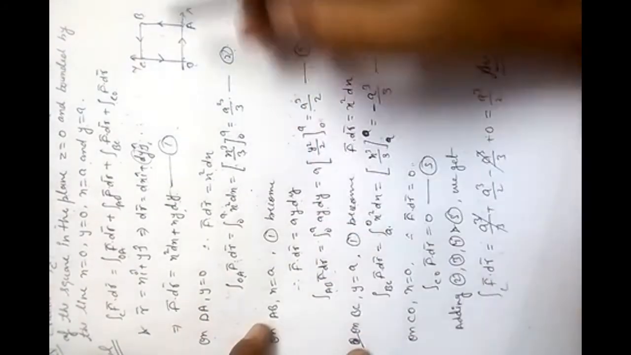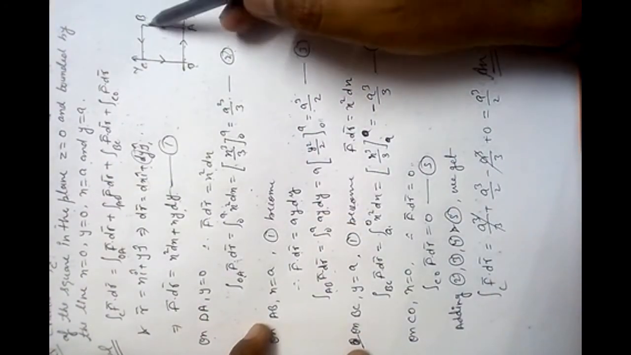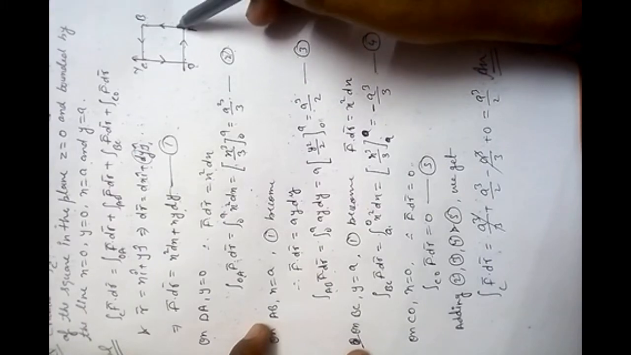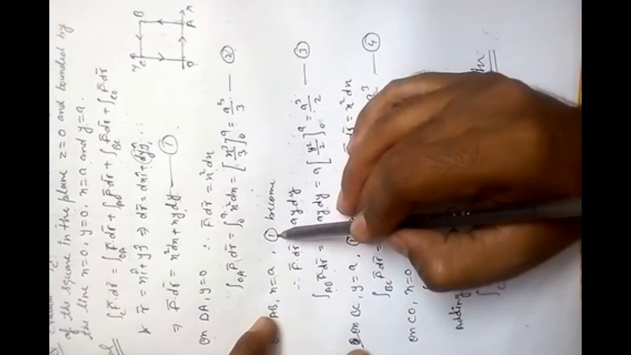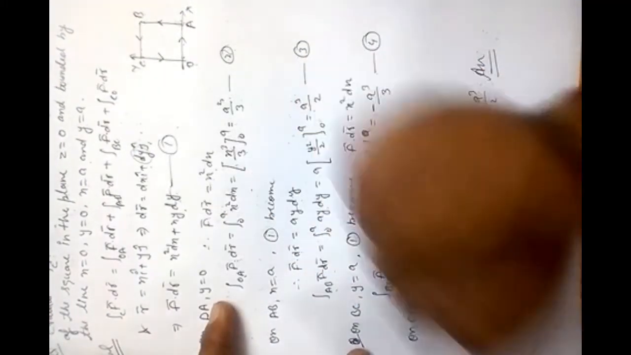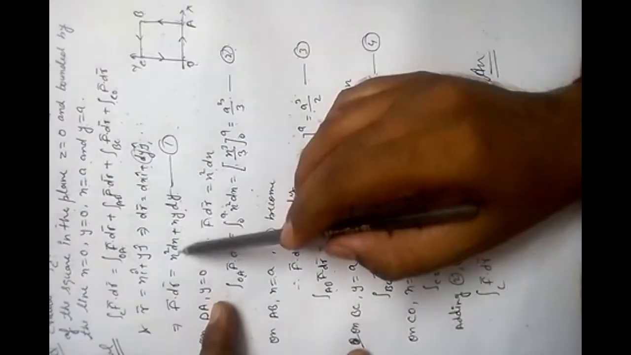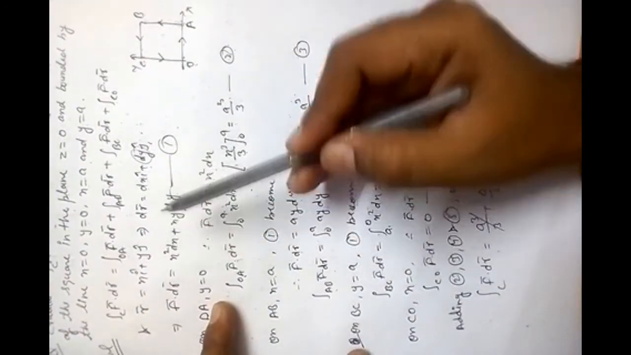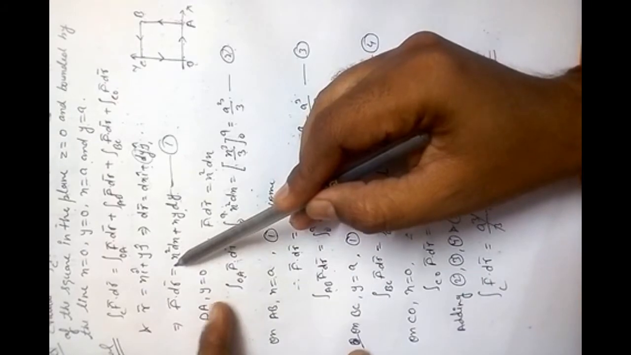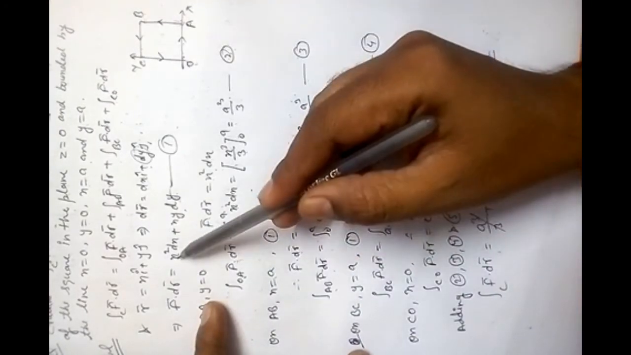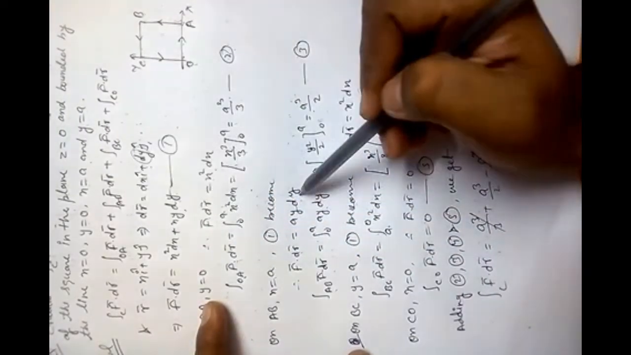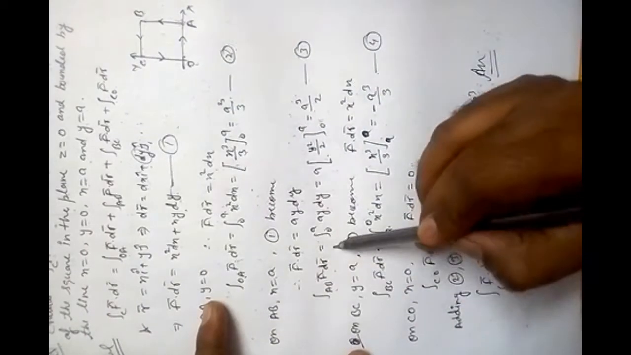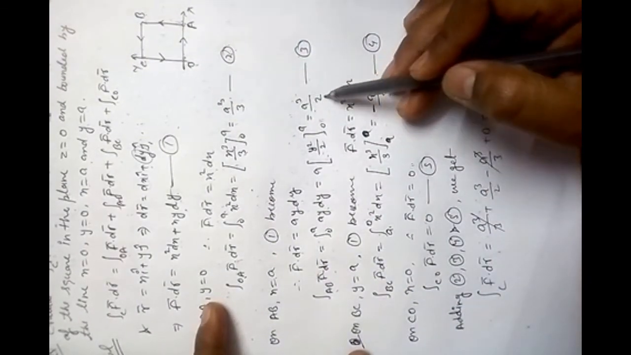And on AB, AB means x is equal to a only. So equation 1 becomes x is equal to a. Okay, then integrate this term, we get a cube by 3.